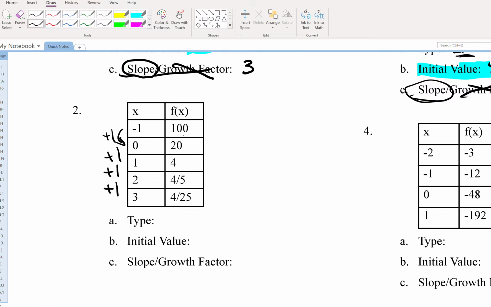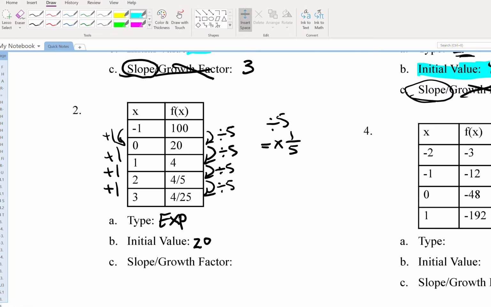So how else could I get from 100 to 20? I want to say divide by 5. And if I took 20 and divided by 5, would I get 4? Yes. Took 4 and divided by 5, would I get 4/5? Yes. And if I took 4/5 and divided by 5, would I get 4/25? Yes, I would. So remember that divide by 5 is equal to multiply by 1/5. So the type, this is exponential. Its initial value is 20. Again, why? Because that's where x equals 0.